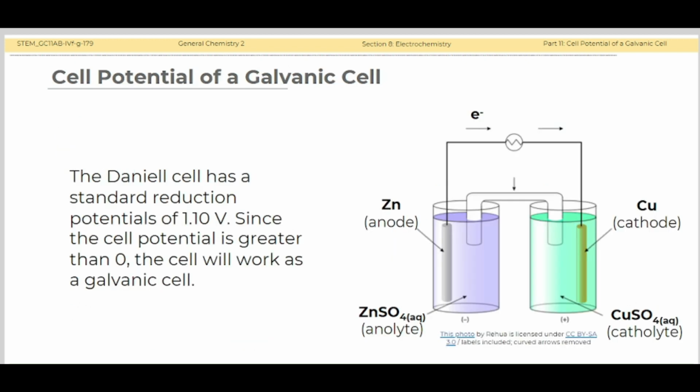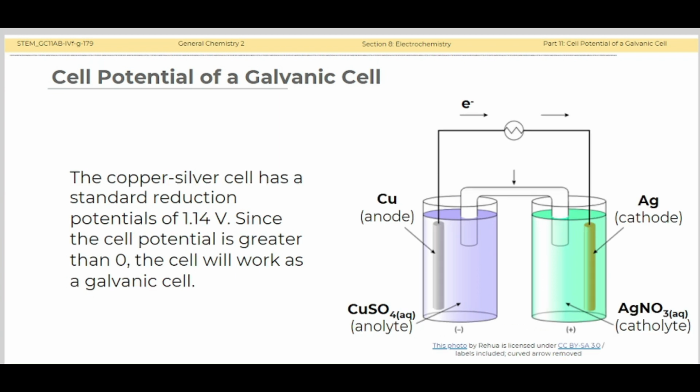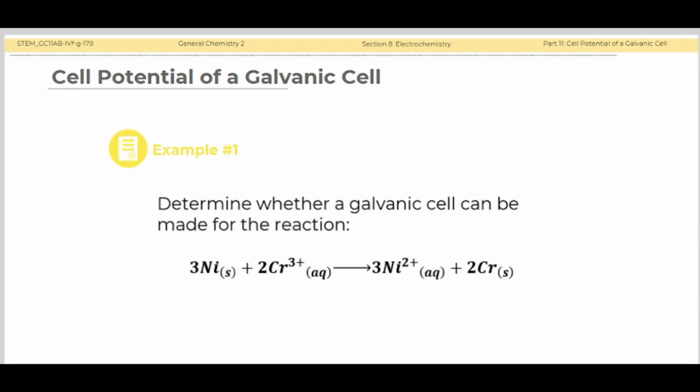The Daniell cell has a standard cell potential of 1.10 volts. Since the cell potential is greater than zero, the cell will work as a galvanic cell. The copper-silver cell has a standard cell potential of 1.14 volts. Since the cell potential is greater than zero, the cell will work as a galvanic cell.